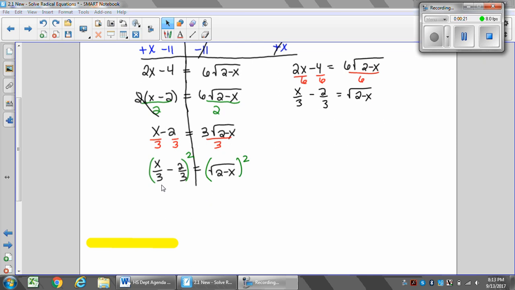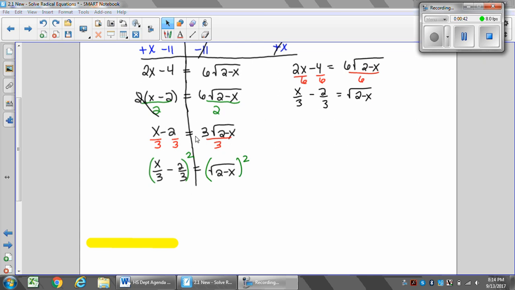So right now I would end up with x over 3 minus 2/3 times x over 3 minus 2/3, which would give me a lot of fractions. And that's not necessarily a bad thing, but that doesn't exactly sound like the easiest approach. So we're going to pause and we're going to go back a couple steps.